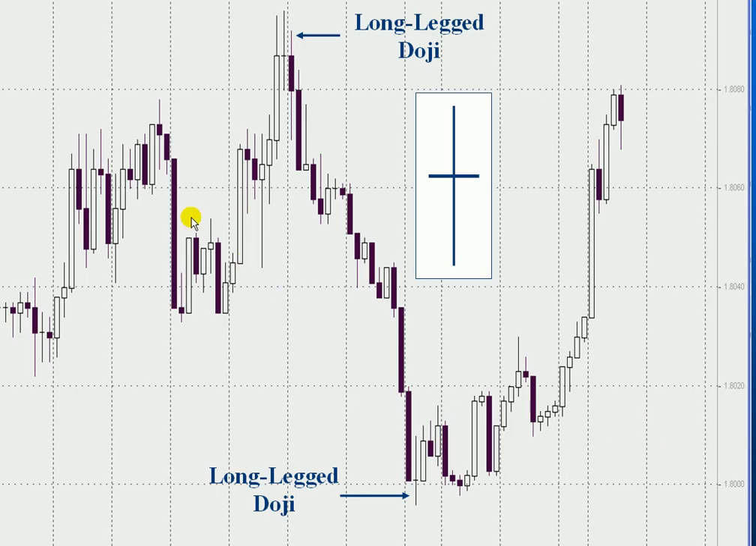Looking at some more examples, we see here our long-legged doji again after a nice up move, and then some volatility. Price opens and closes at the same price, representing indecision, and again the same. After prices move down considerably, we have a similar pattern at the bottom of the move, and price moves upwards.